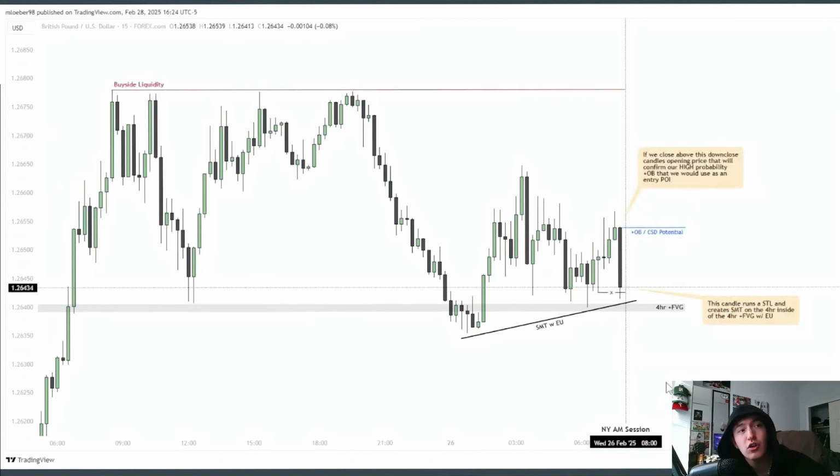Now, look closely here. We have a short-term low resting right here that is ran by this specific down close candle. This candle runs a short-term low and creates SMT divergence on the 4-hour, inside of that 4-hour bullish fair value gap, with Euro USD. Now, if we close above the down close candle's opening price, that will confirm a high probability bullish order block that we could then utilize as an entry POI. So I'm on warning mode. I'm still waiting for my step 3 to set up, which is waiting for price to close above the opening price of the candle that ran the short-term low.